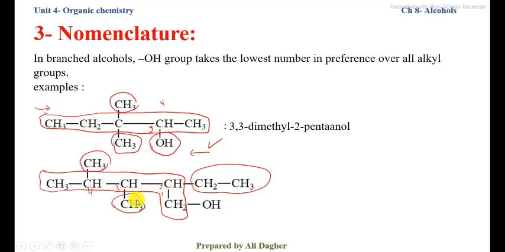The order of naming of alkyl groups is the alphabetic order. Ethyl begins with the letter E, methyl with the letter M, E before M, then we write ethyl before methyl. Then the name is 2-ethyl, 3,4-dimethyl, 1-pentanol. This is the name of this alcohol. 2-ethyl, 3,4-dimethyl, 1-pentanol.